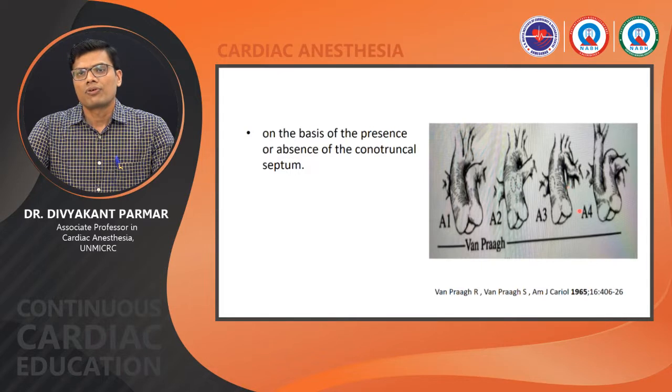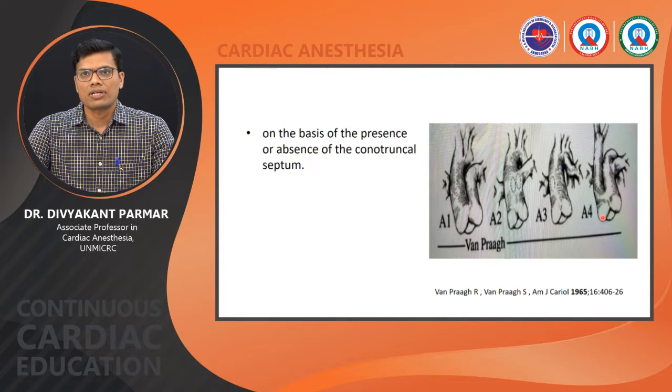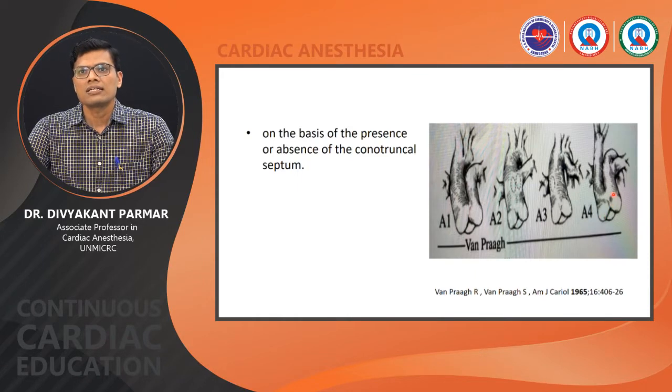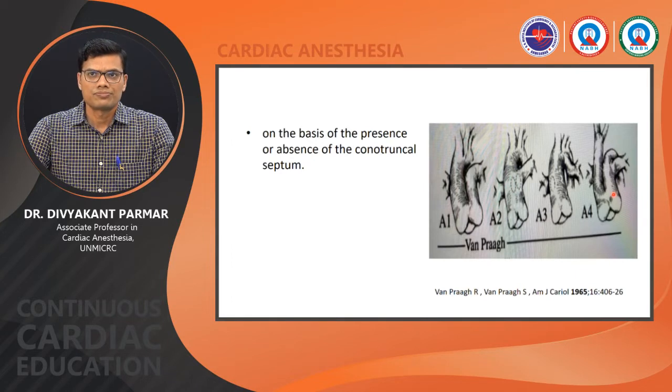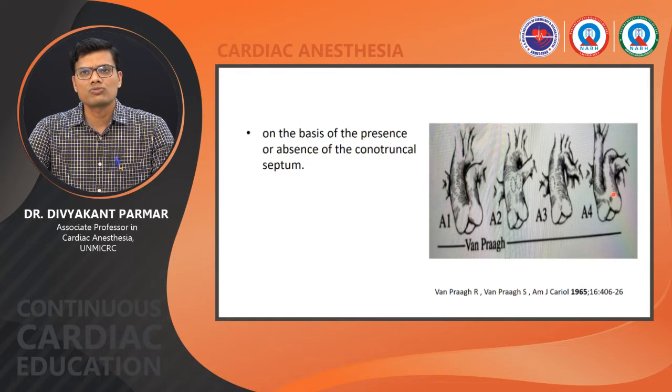In type A4, the truncus is associated with an interrupted aortic arch, and the PDA is supplying the descending thoracic aorta. This classification is more useful for the surgeons because it gives a clear idea about the anatomy.